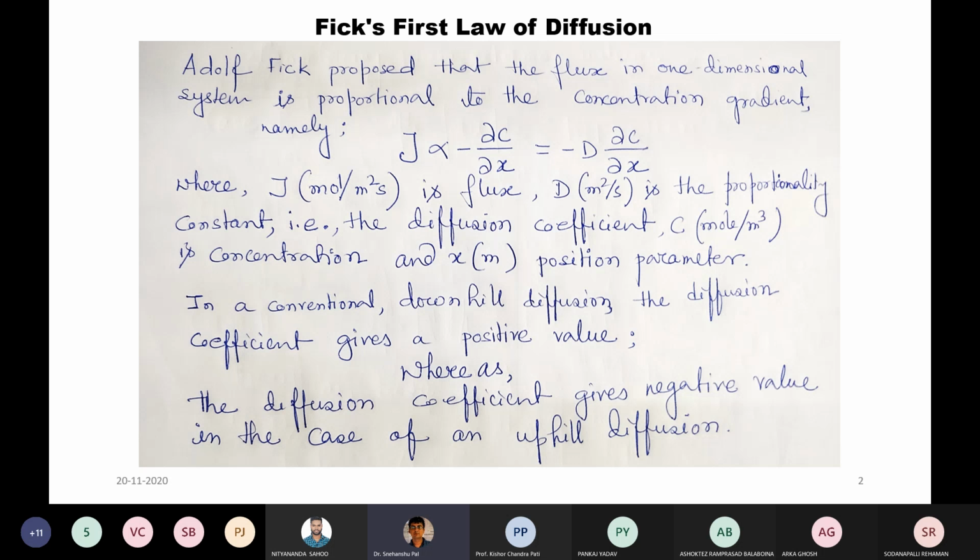This is used to derive the relation for the estimation of the diffusion coefficient. For normal downhill diffusion the estimated diffusion coefficient will be a positive value, however it gives a negative value if you are talking about uphill diffusion. This is the most important understanding with regard to Fick's first law. You must remember that although Fick's first law is used to derive the relations for the estimation of the diffusion coefficient, it alone is not sufficient to explain the time dependent or non-steady diffusion profile. It is difficult, and it also does not apply to all kinds of diffusion processes, because it cannot explain uphill diffusion.